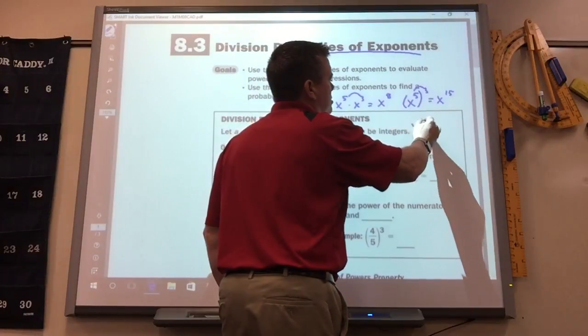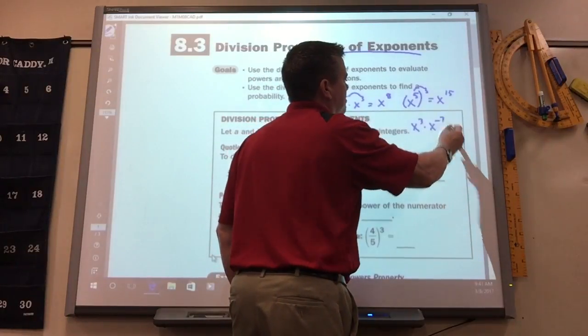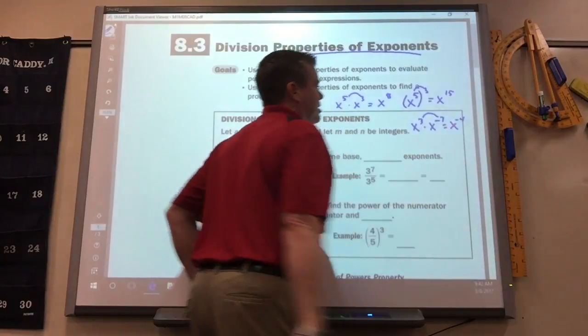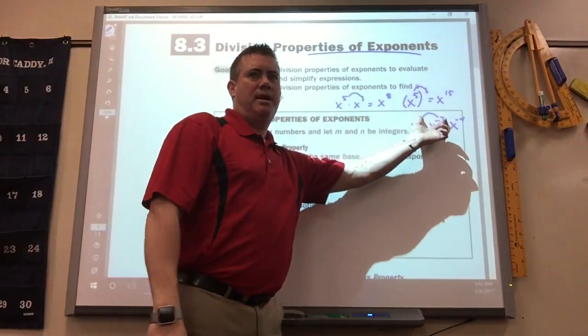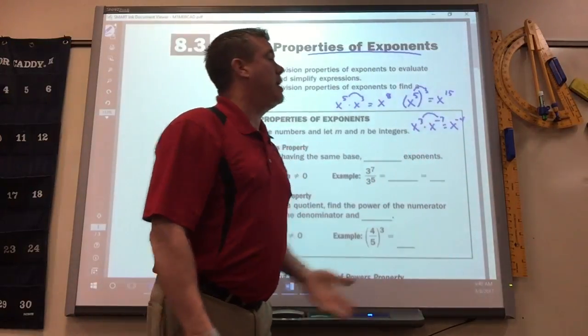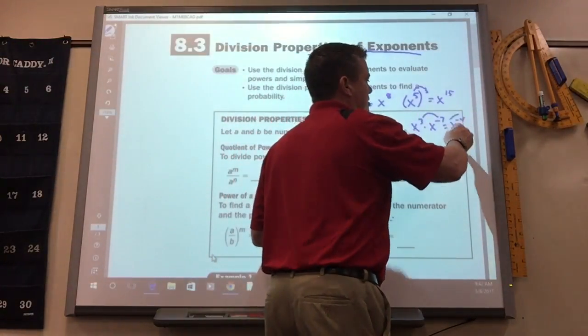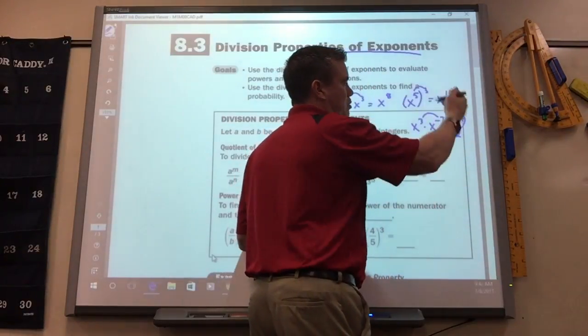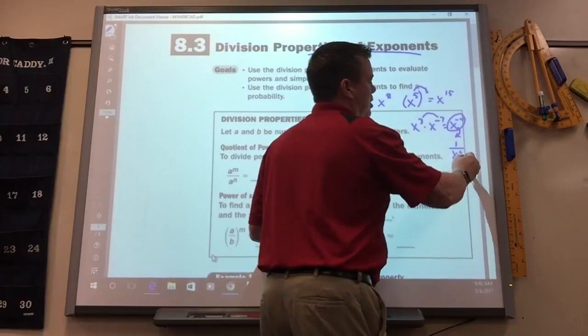So if you had x to the third times x to the negative 7th, that would be x to the negative 4th, because the rule is you add these up. 3 plus negative 7 is negative 4. And then the rule of negative exponents is if it's negative, it's on top, you move it to the bottom. If it's on the bottom, you move it up. So that'd be 1 over x to the 4th.